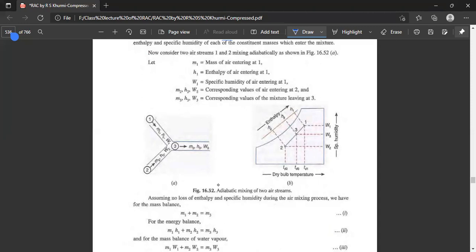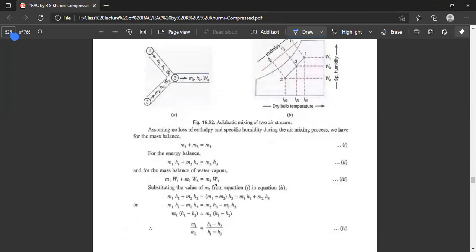For the energy balance, M1 H1 plus M2 H2 is equal to M3 H3. And for the mass balance, the mass becomes the addition of the two masses, M1 plus M2 is equal to M3. For the energy balance, the incoming air energy, mass into enthalpy per kg, is equal to the mass into enthalpy of the outgoing air. For the mass balance of water vapor, mass multiplied by specific humidity, plus mass multiplied by specific humidity, is equal to mass multiplied by specific humidity at the outlet.